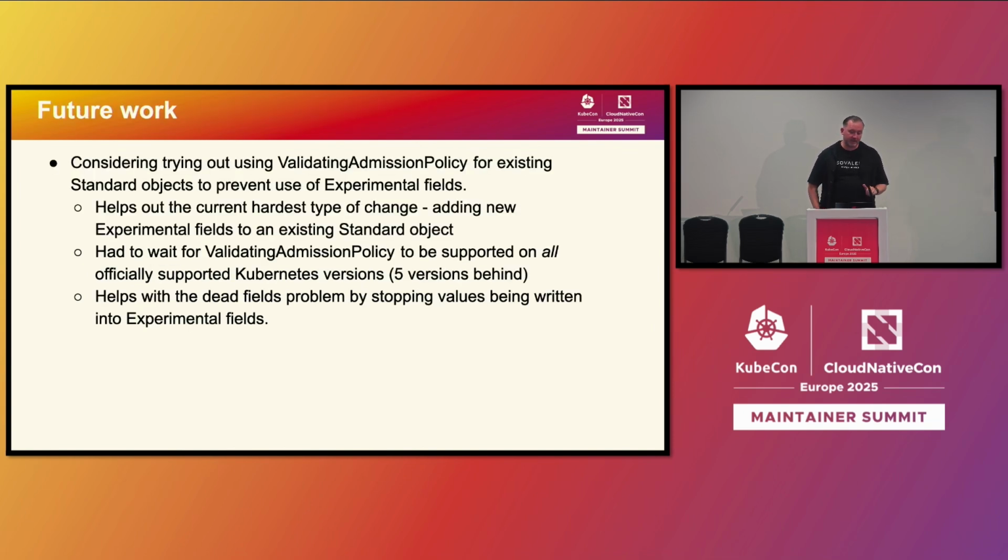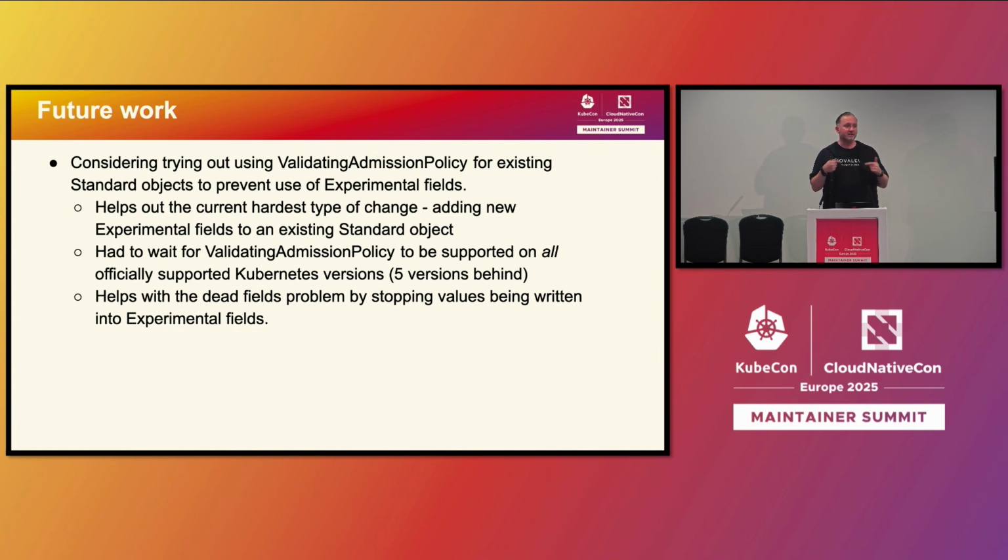Okay, future work. We are looking at trying out using validating admission policy for existing standard objects to prevent use of experimental fields. So what this looks like to me is that at some point we might have the same YAML being installed in both the standard and experimental cases with all of the experimental fields included. But as part of that install, we also include a bunch of validating admission policies that, if you try to set any of those fields, will say no, you can't, you're running the standard channel, we're not going to let you set that.